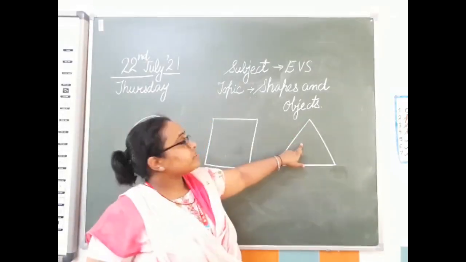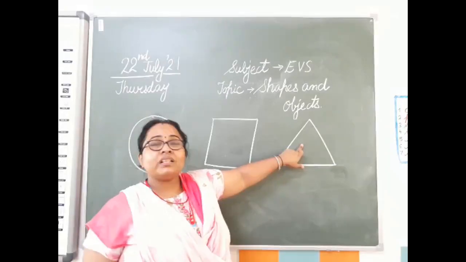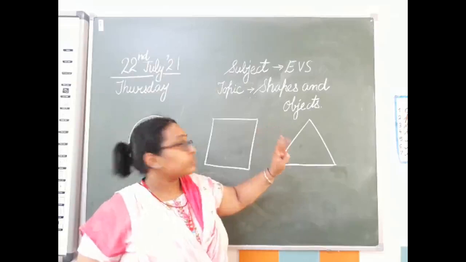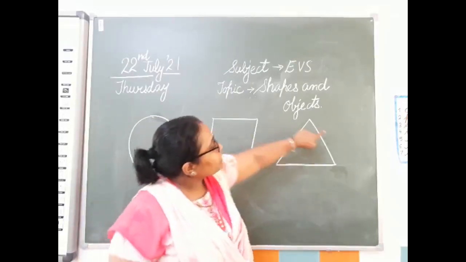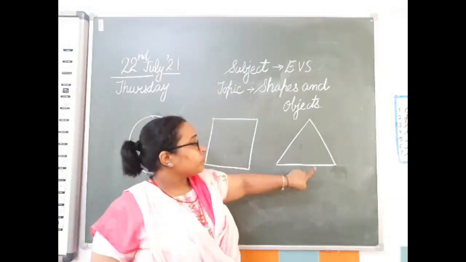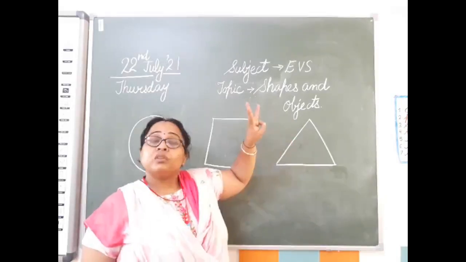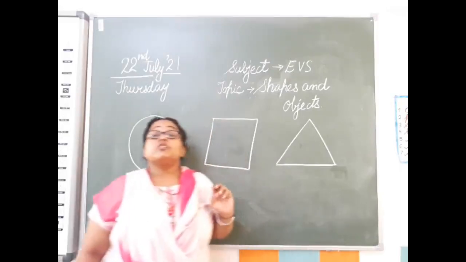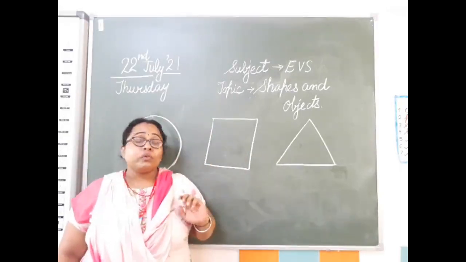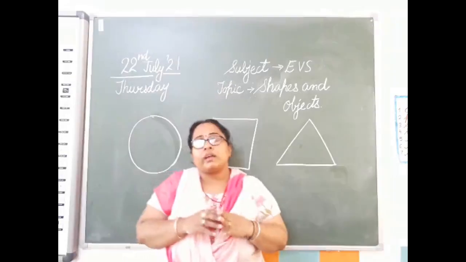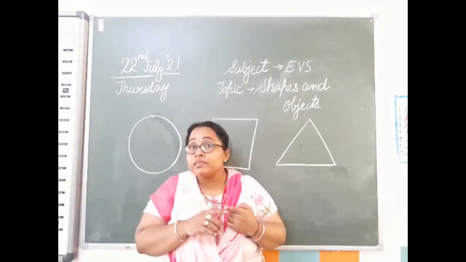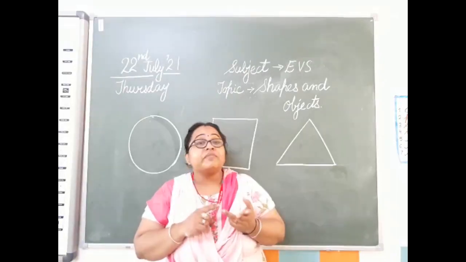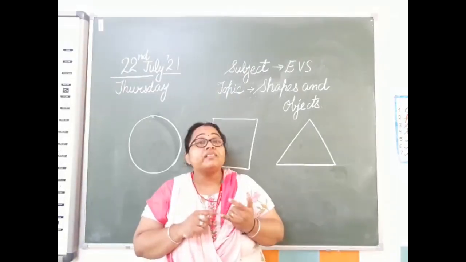Next we have a triangle shape. A shape that has 3 sides. Just count 1, 2, 3. So this shape has 3 sides and we call it triangle shape. Now there are so many examples of triangle shape. We have samosas, isn't it? Then we have flags, we have sandwich, then pizza slice.